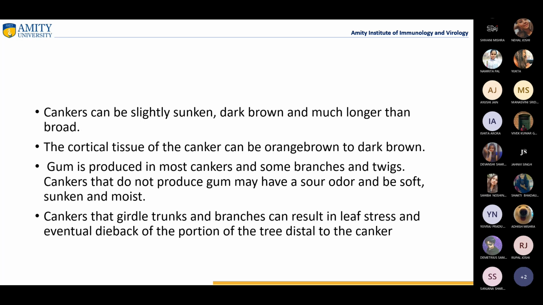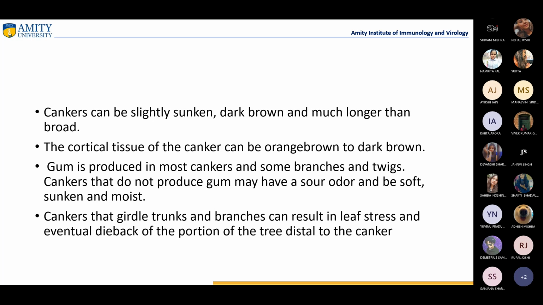So cankers can be slightly sunken. Sunken means deep, somewhere inside. When we look at it on the stem, it will appear deep, it will be seen deep somewhere inside the stem. Dark brown, and much longer than broad. The cortical tissue of a canker can be orange brown to dark brown in color.